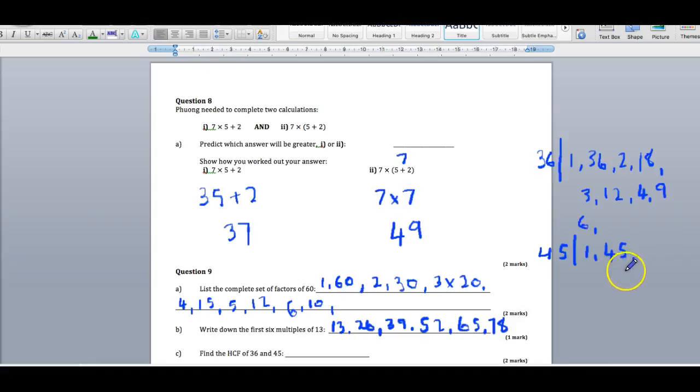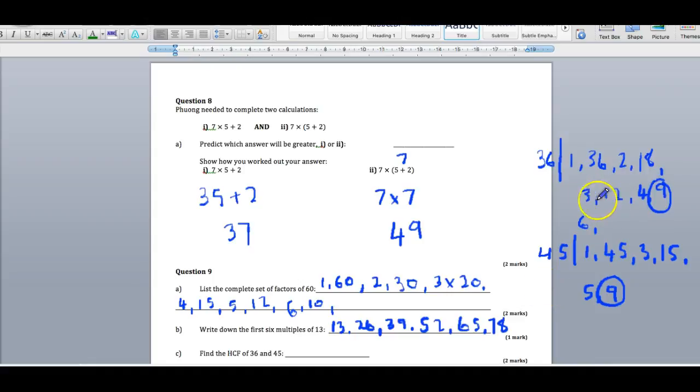2 is not one, 3 times 15, 16 is not one, 17, 18, 19, 20, no, I'm getting too high now. So what is the one that they have in common? So they have 1, but what's the highest one? 45, 3, oops, sorry, I forgot 5 and 9. I was just thinking in the top of my head. Okay, so 9 is your highest common factor.